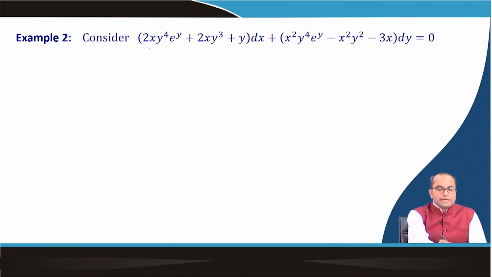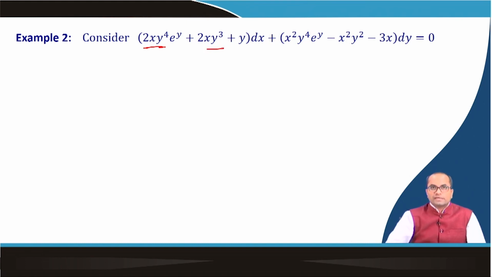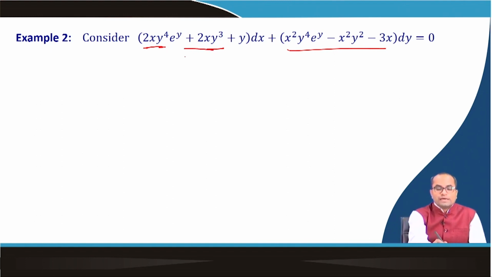Another example we have here: (2xy⁴eʸ + 2xy³ + y) dx, and we have also this N term, which is (x²y⁴eʸ − x²y² − 3x) dy = 0. So, here we have M and here we have N.